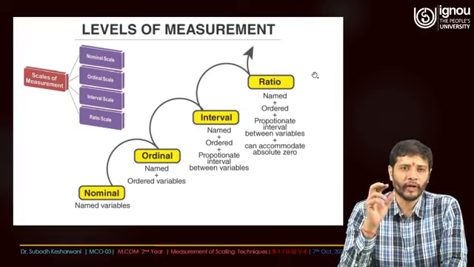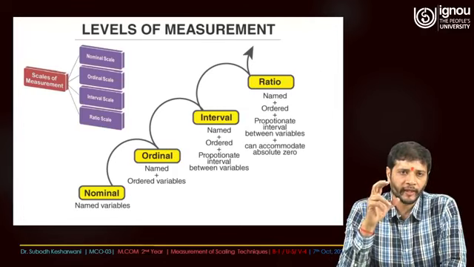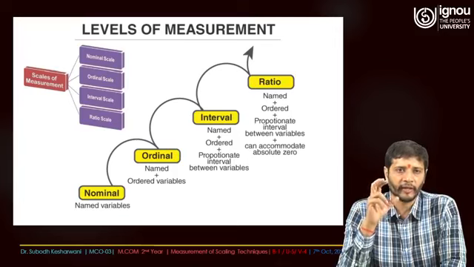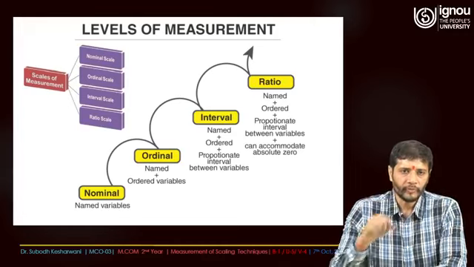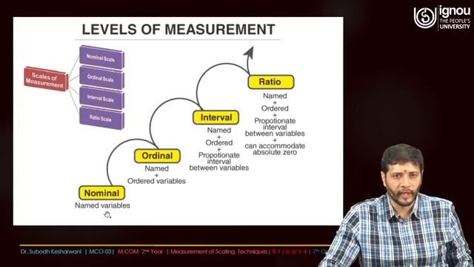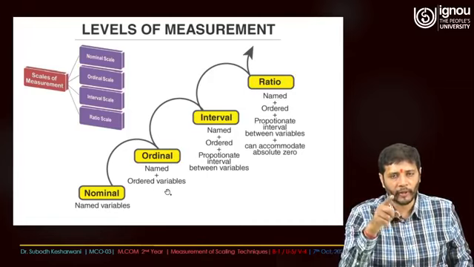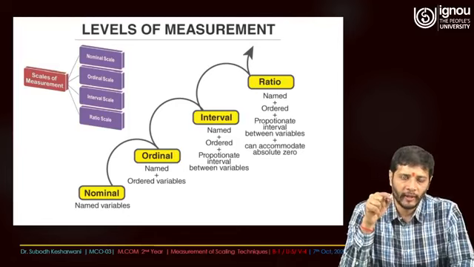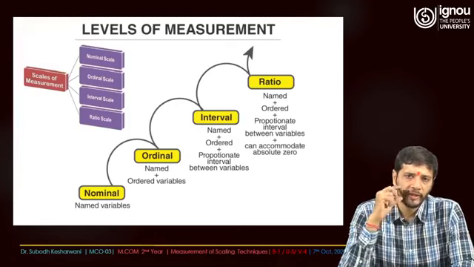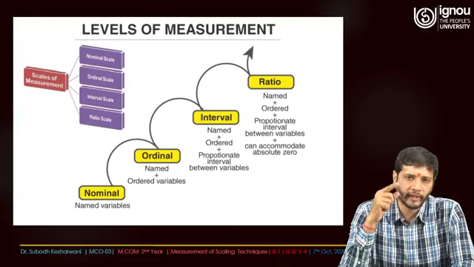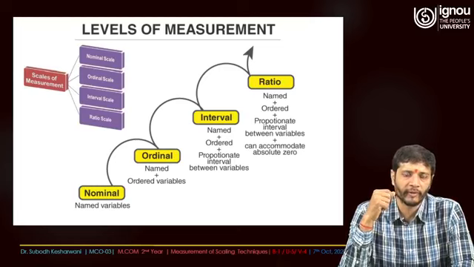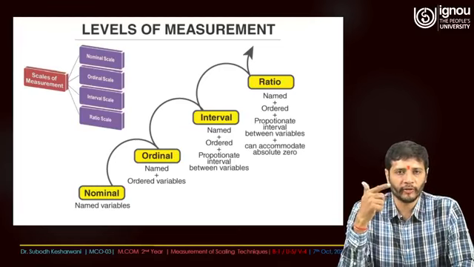When you talk about the levels of measurement in a more elaborate manner, these are considered the scales of measurement, and nominal, ordinal, interval, and ratio are the four important ingredients. The nominal is nothing but named variables, whereas ordinal is named plus ordered variables. We are going to talk about these four terms elaborately in the coming slides. Interval is name plus order plus proportionate interval between variables. And ratio is name plus order plus proportionate interval between the variables, and it can accommodate absolute zero also.